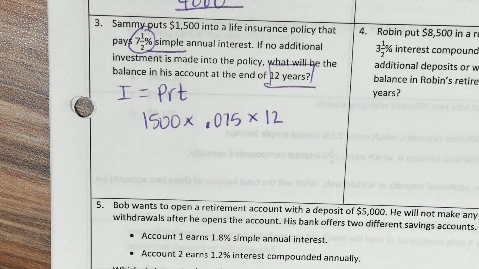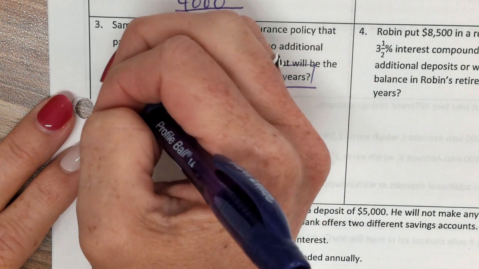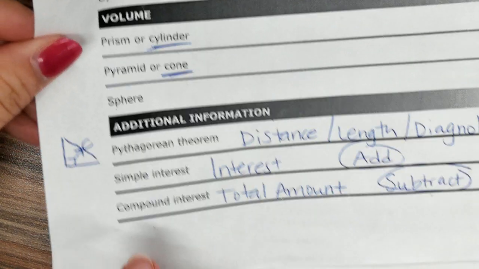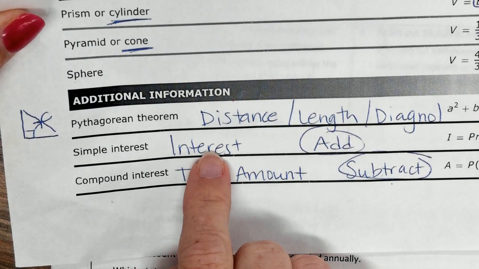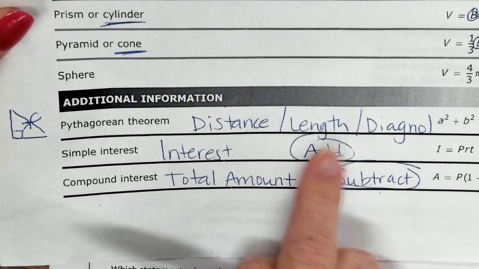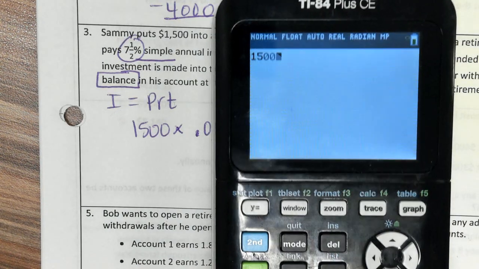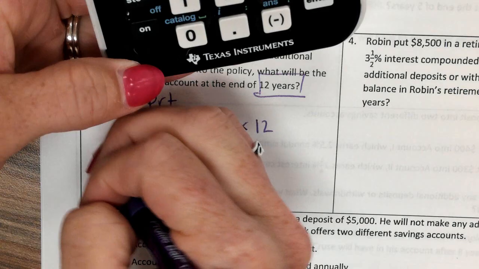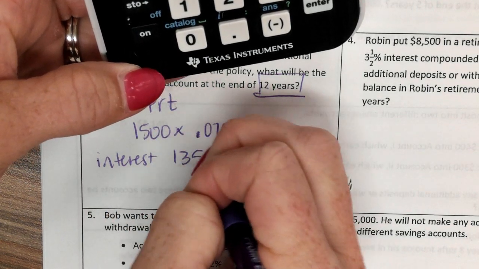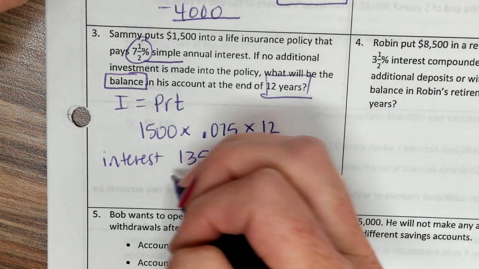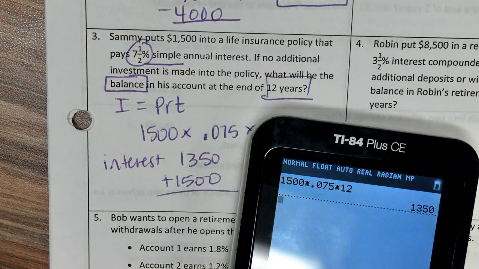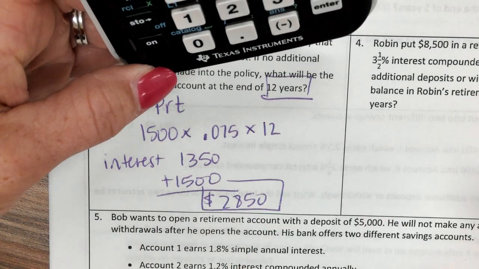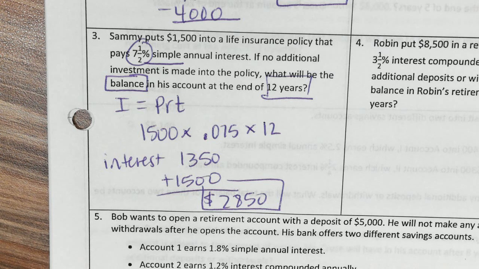The question says, what will the balance be? Is a balance a total? Yes. Now, look at your star chart. Does simple interest solve for total? No. So what am I going to have to do afterwards? Add. So I go put this in, 1,500 times 0.075 times 12. That's how much interest he made. And I'm going to have to add the $1,500 back, which is $2,850 total that he's going to have in the account.